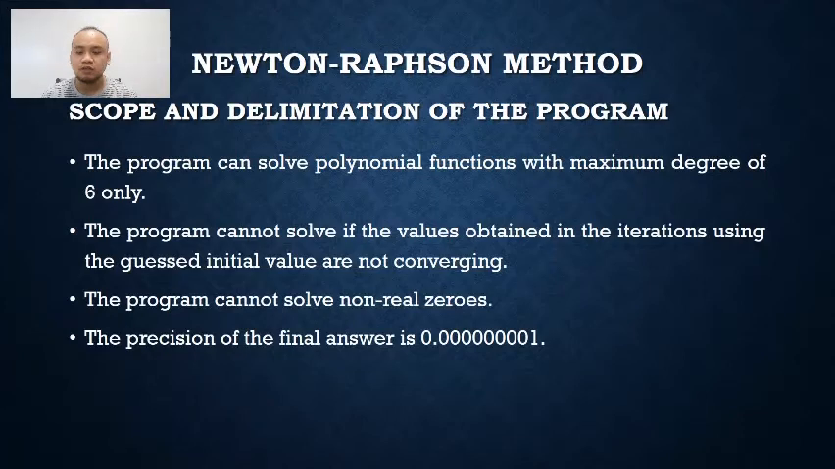And the scope and delimitation of the program. The program can only solve polynomial functions with maximum degree of 6. The program cannot solve if the values obtained in the iterations using the guessed initial value are not converging. The program cannot solve non-real zeros, and the precision of the final answer is 0.000000001.